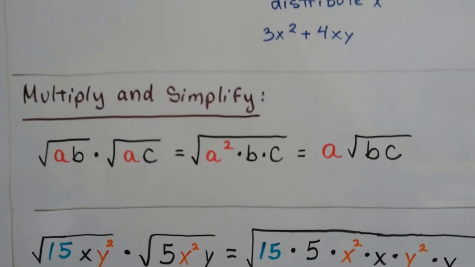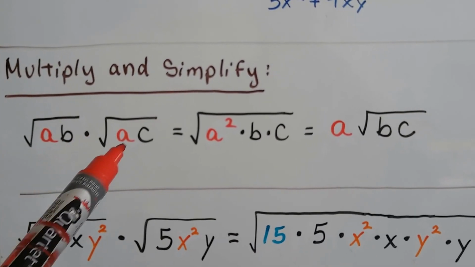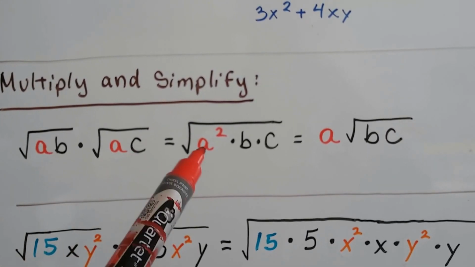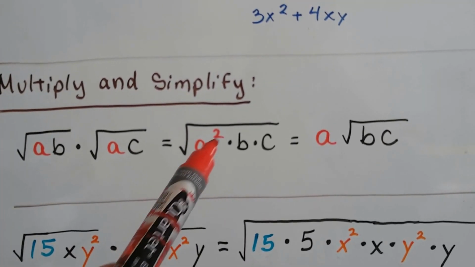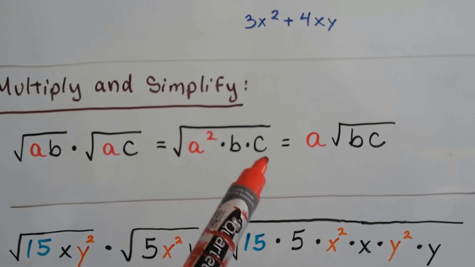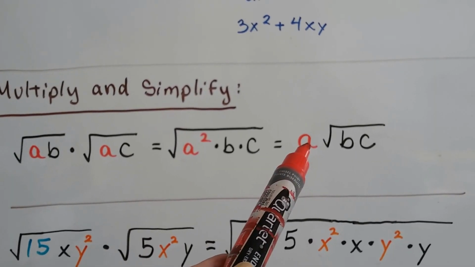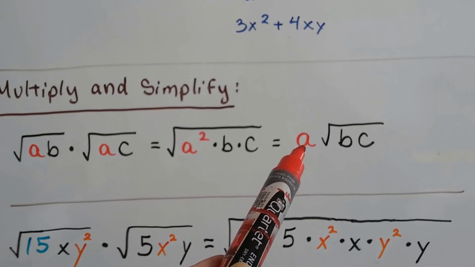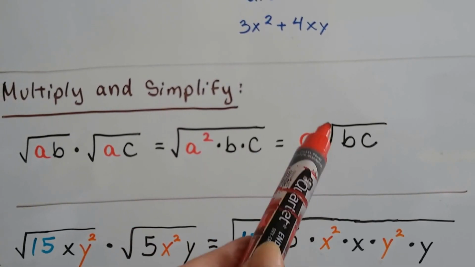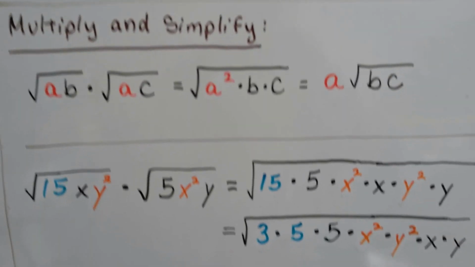For this one, we've got to multiply and simplify. If you see the square root of a times b times the square root of a times c, we've got two a's here, don't we? So we can say it's a squared underneath the radical sign times b times c. And we can pull this out when we write it in front here as a single a when we square it. See? We've got a with the root bc. See that?